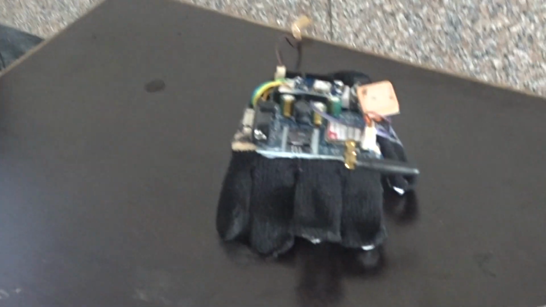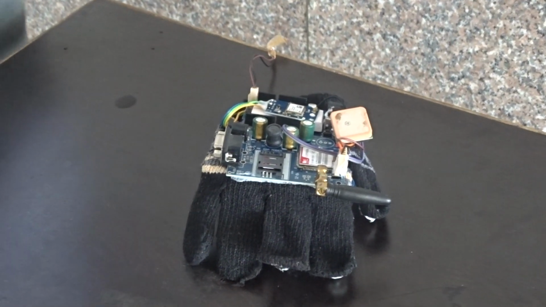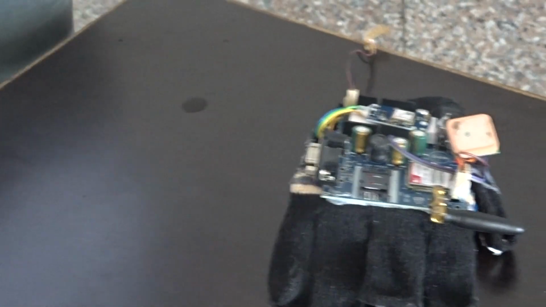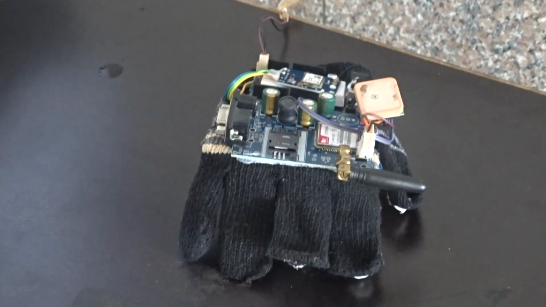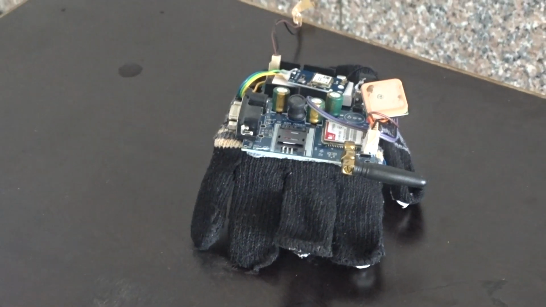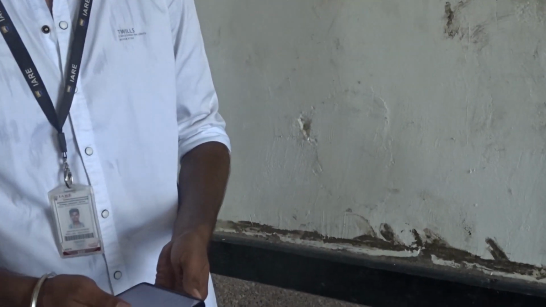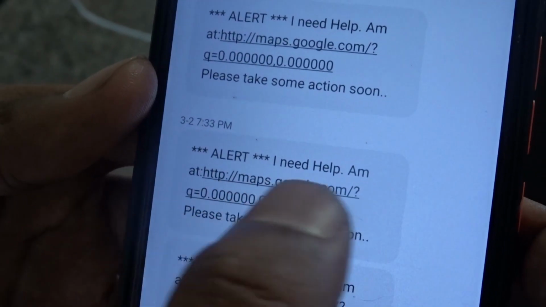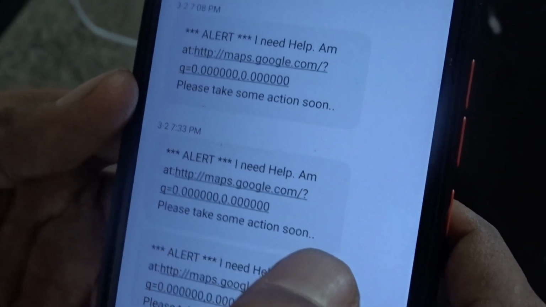And there will be many women and girls who will not prefer to wear hand gloves and such; they will want to be somewhat fashionable. So I am trying to do this in the future: to modify it into fabrics or mobile pouches. So my message will be sent to them like this: alert, I need help, along with a location tracker, and please take some action soon. Until that message is received and the guardian comes near her, she will manage by giving a shock to them. Thank you so much.